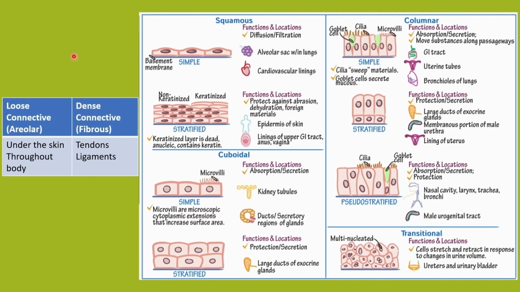The third statement, stratified squamous epithelium. If we consider stratified squamous epithelium, the main function of this is to protect against abrasion. It is found in the linings of the upper gastrointestinal tract, the anus, the vagina. So that is correct. So the answer is the third one.